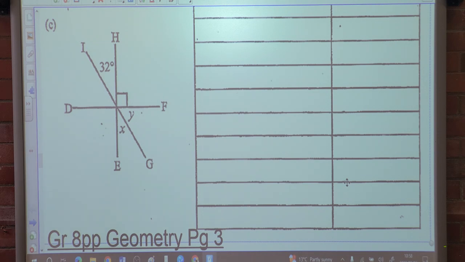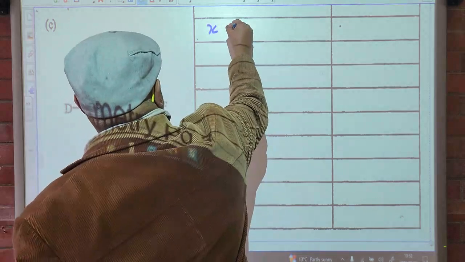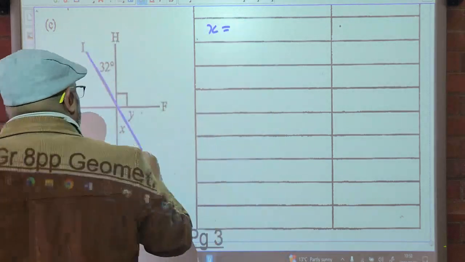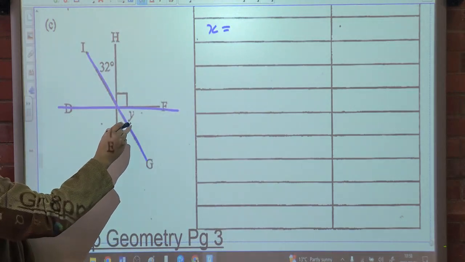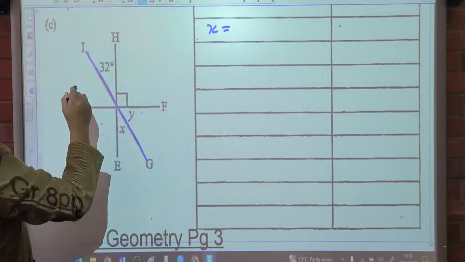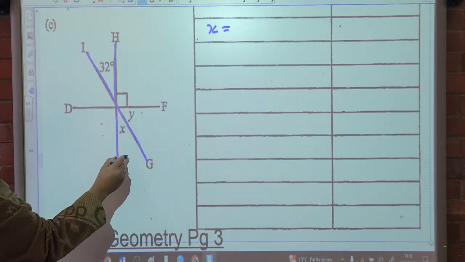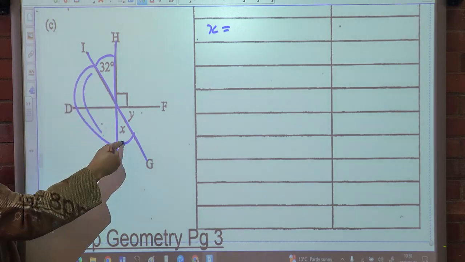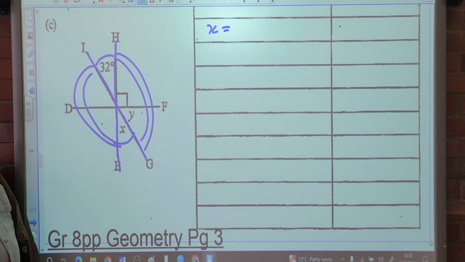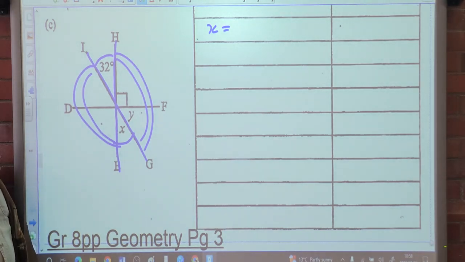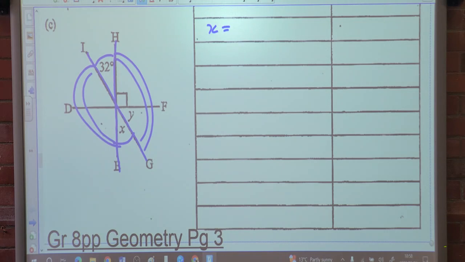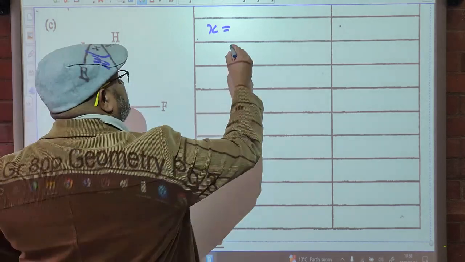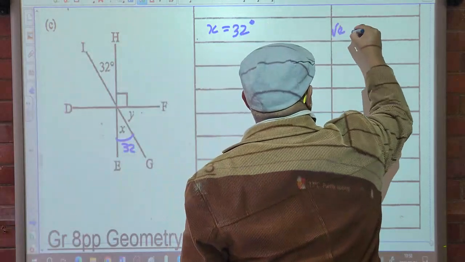Where do we start here? You can say x is equal to 32. As you can see, there's two lines here. Whoops, wrong line. This one here. So that angle is equal to that angle. Vertically opposite. This whole angle here is also equal to this whole angle here. So we're saying that x is equal to 32 degrees. Why? It's a vertically opposite angle.